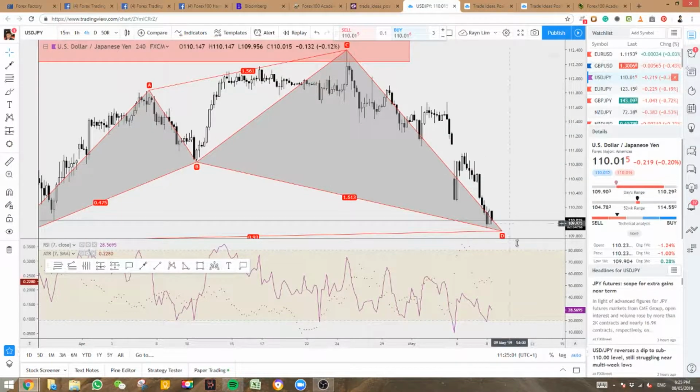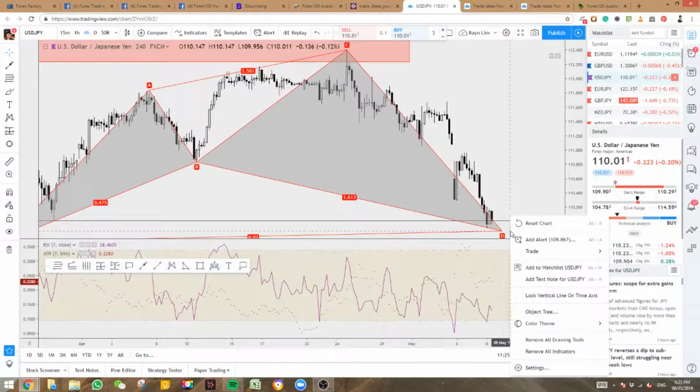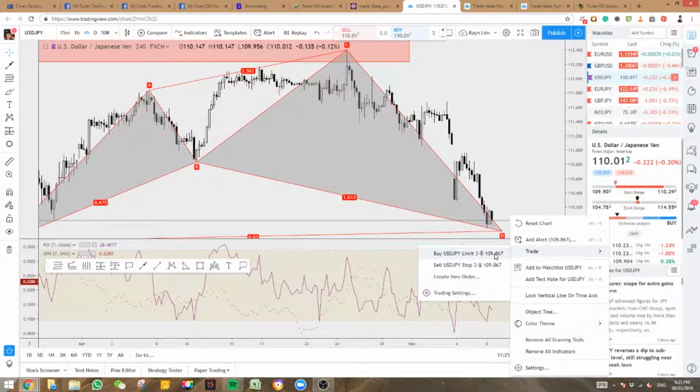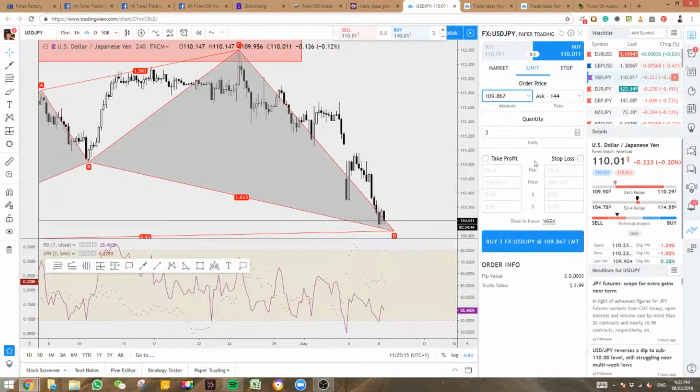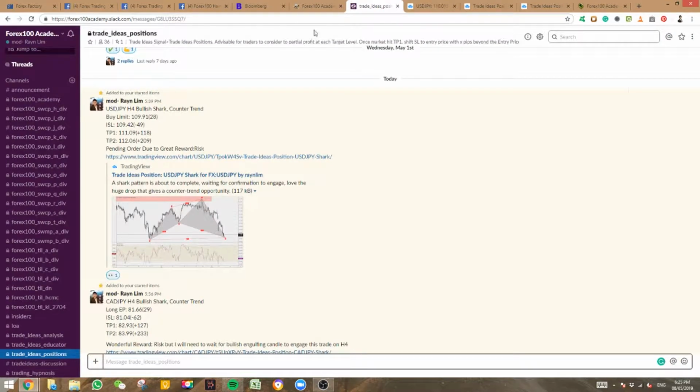Back to our daily chart over here. I did place a pending order over here. So for the fun of it, why not, right? Over here is my buy limit. So just set a buy limit over here. Let's just play with this. There's a stop loss and there's a take profit. Let us set in the first stop loss, 109.42.